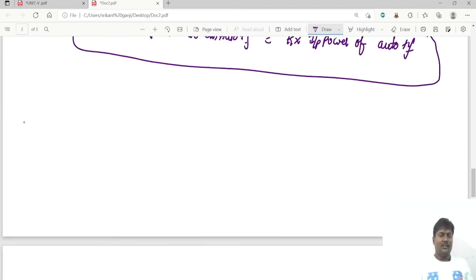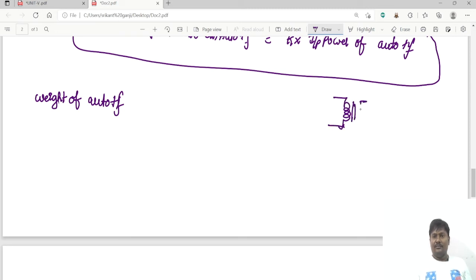After that, we should know the weight of the auto transformer, and we are comparing with the two winding transformer. This is a two winding transformer diagram. It consists of N1 number of turns, and the current flowing through the primary winding is I1, and this one is N2, and the current through the load is I2.